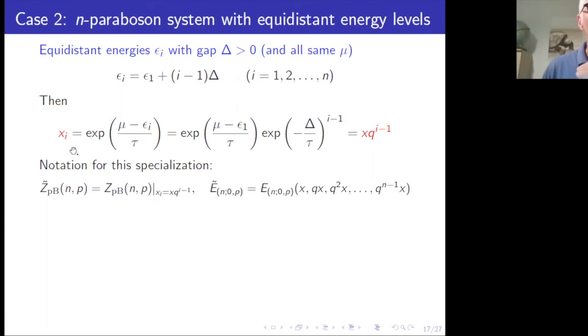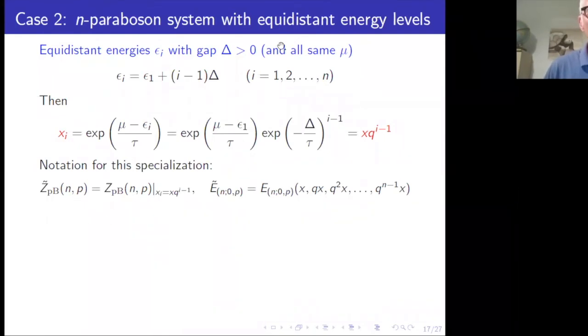So epsilon i is your first energy plus i minus 1 times a fixed gap delta. Okay, in that case, these variables xi really become just a fixed x corresponding to the ground orbital multiplied by q to the power i minus 1, which means that we are in this second specialization where we know a lot about the Schur functions.